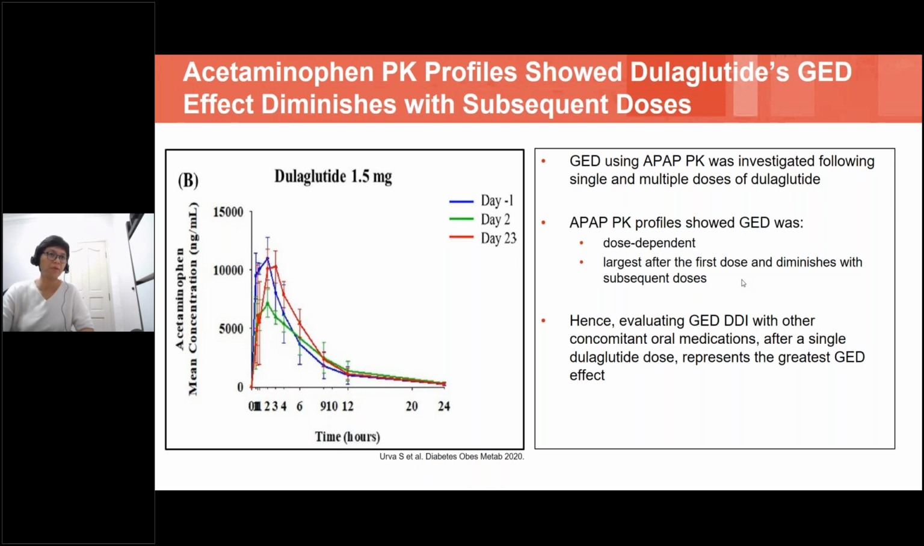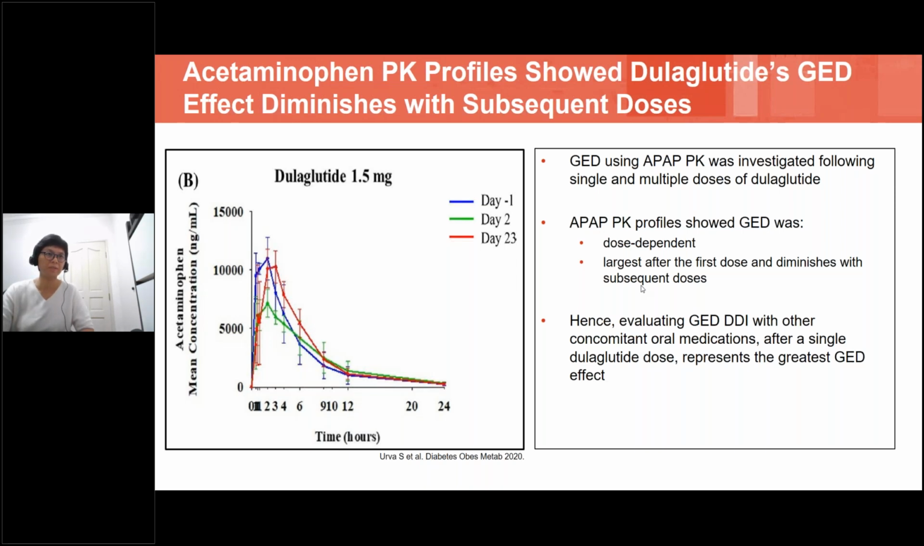So it is therefore appropriate that when we are evaluating the gastric emptying delay effect of dulaglutide, we took the highest dose, the fold change at the highest dose of 4.5 milligrams, and also took the fold change at around day 2, which is the fold change after a first dose, because that's the worst case scenario.